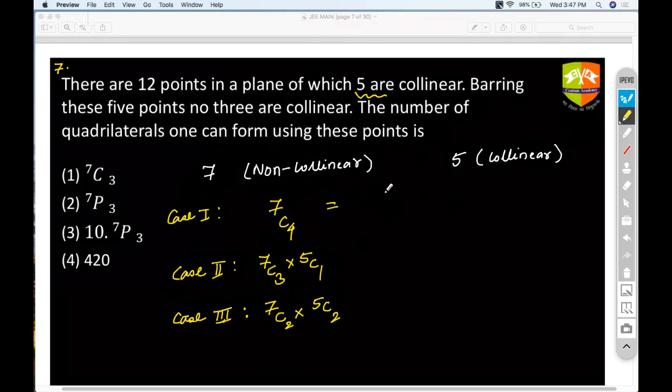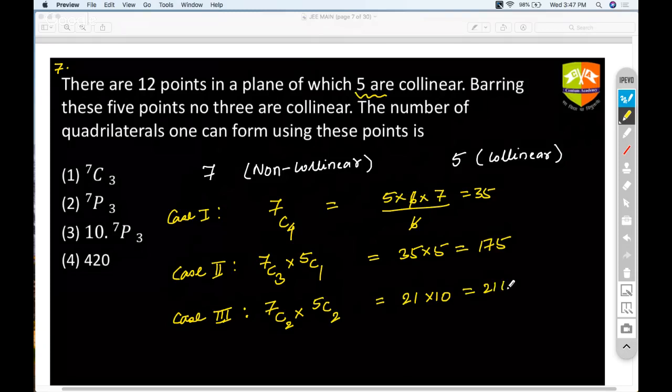7C4 would be 5 into 6 into 7 by 6. That's going to be 35 in number. Okay. And 7C3 will be again 35 into 5. That's going to be 175 in number. And 7C2 is going to be 21 into 10. That's going to be 210 in number. So when you add it, you get 420 quadrilaterals possible, which is clearly your option number 4 that is correct.